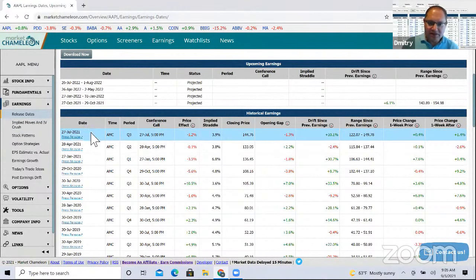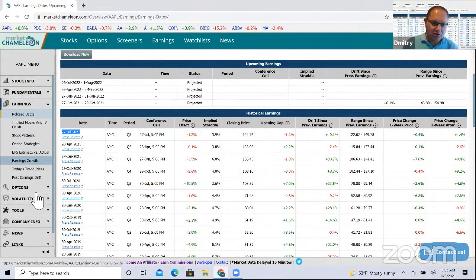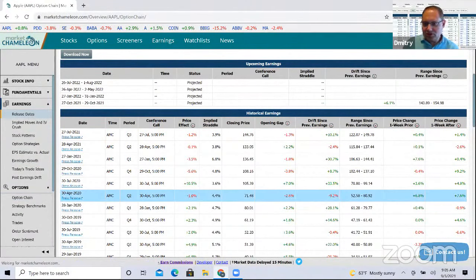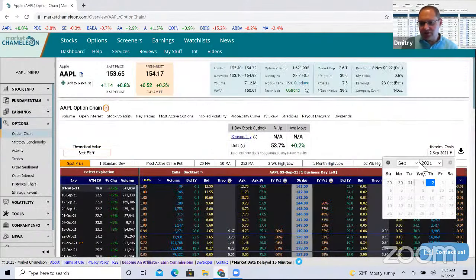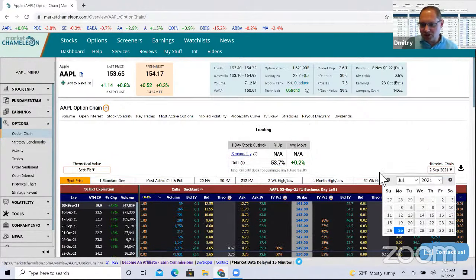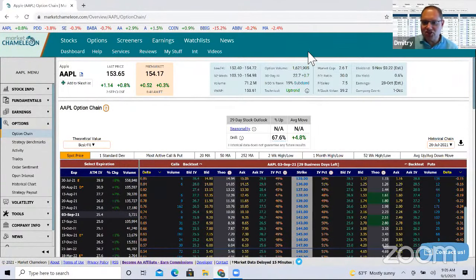So remember, July 27th is our date of interest. I'm going to go here to the options chain, and we're going to go back to July, same year, 2021. Let's go to July 26. I'm going to bring up the July 26 options chain.